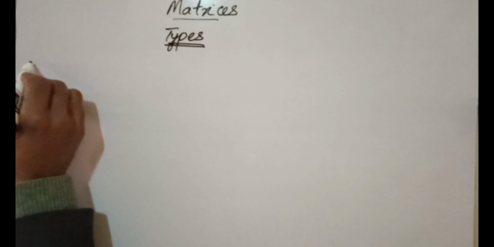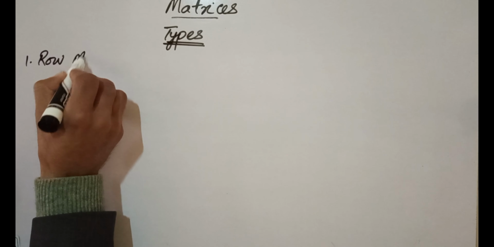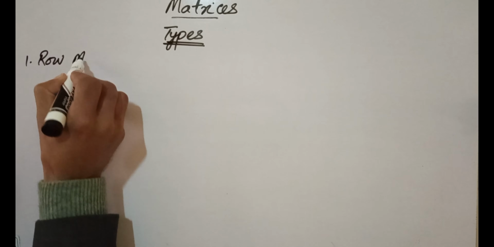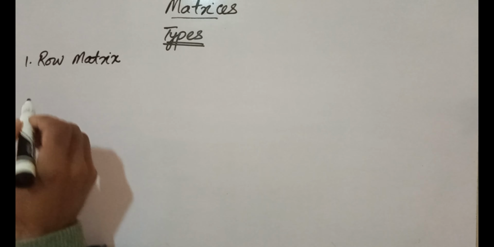We have row matrix. What is a row matrix? If a matrix has a single row, then it is called a row matrix.